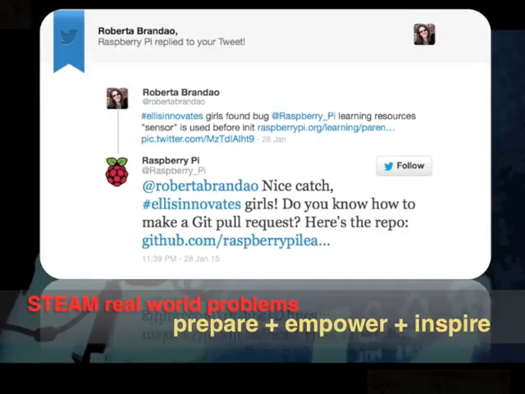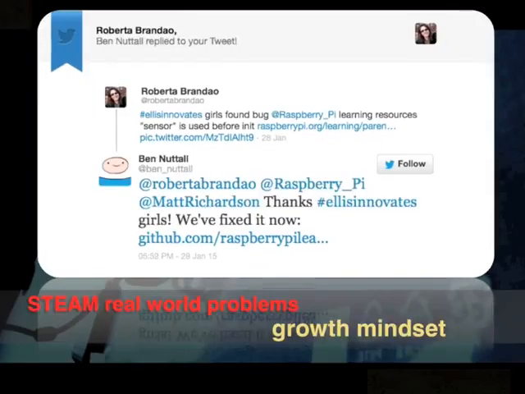They asked us to fix the code, making a Git pull request. But since we didn't have class until the next day, when they came to class, they realized that the code had been fixed because the team opened it up to teach the other group of girls. And they realized the bug had been fixed.